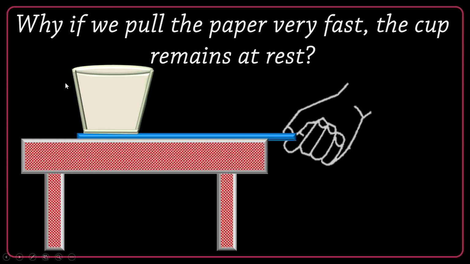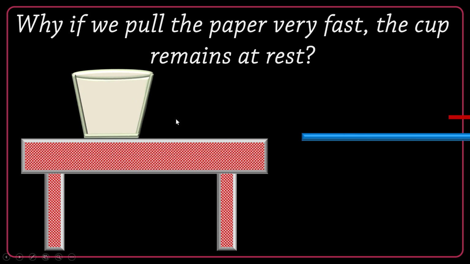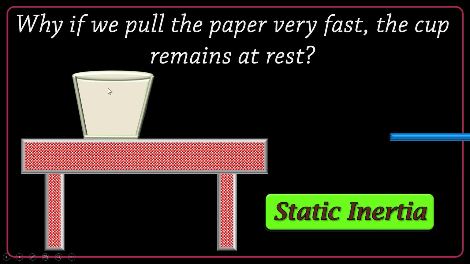Let's focus on an object at rest. This cup is on a paper over the table and I quickly pull that paper. If I quickly do that experiment, the cup almost remains at rest at that initial location. It won't move. It is called static inertia. Static inertia means the tendency of the object to remain at rest.